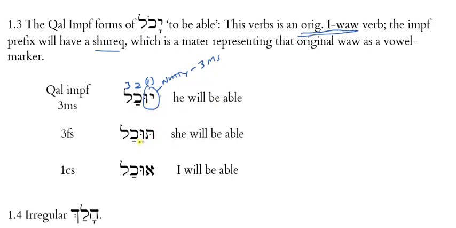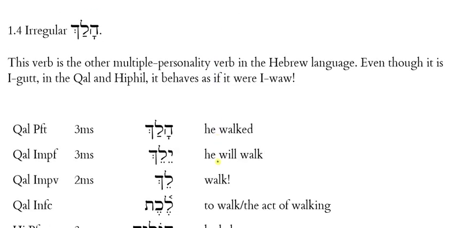Switch the yod for a tav, and I've got she will be able. This also happens to be the 2ms form, so that could be you man will be able. And then I will be able, I can put an olive here, uchal, I will be able. Okay, so that's yachol in the Cal imperfect, one vav verb.